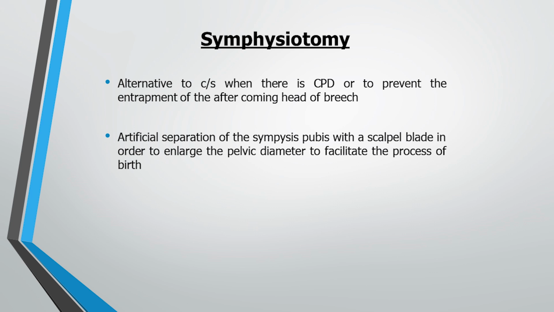We will discuss one of the last destructive operations, symphysiotomy. Symphysiotomy is the separation of the cartilage of the pubic symphysis in front. What you need to do is to make a skin incision and then dissect to the level of the pubic symphysis. Identify where the right and the left pubic symphysis are attached together, and then with a scalpel blade, cut it.